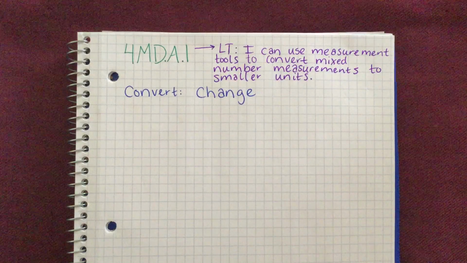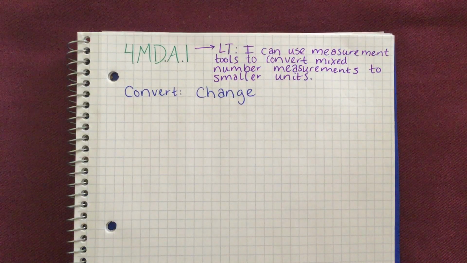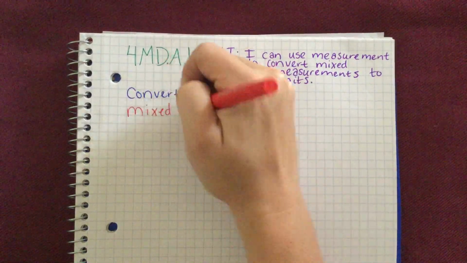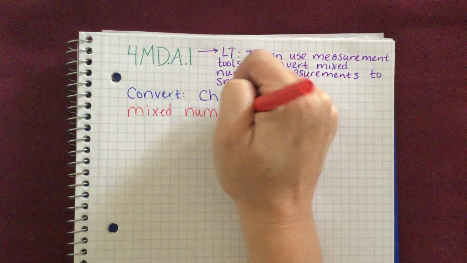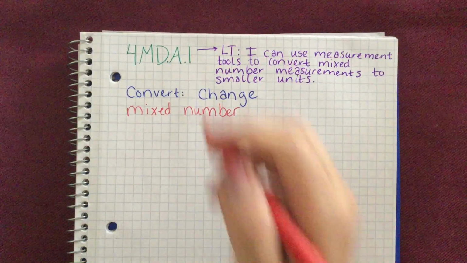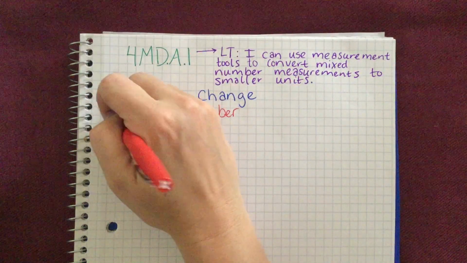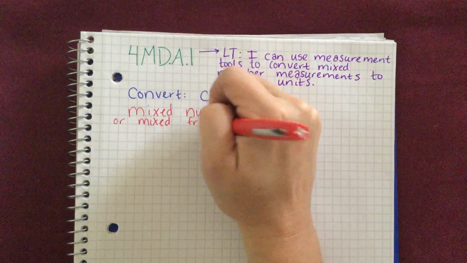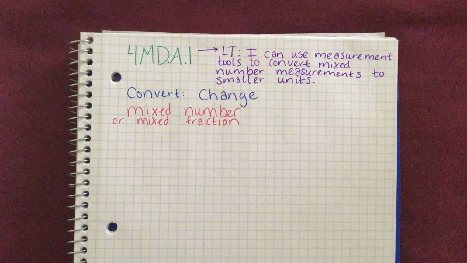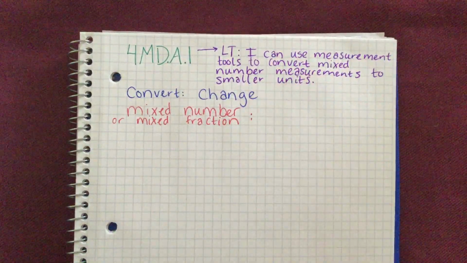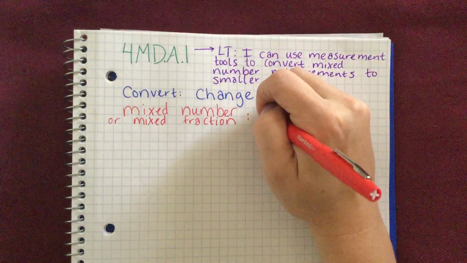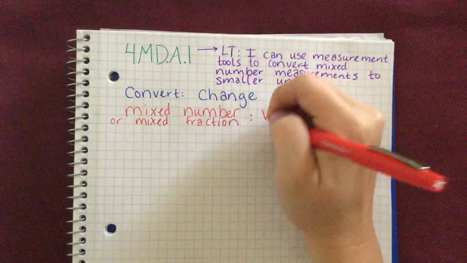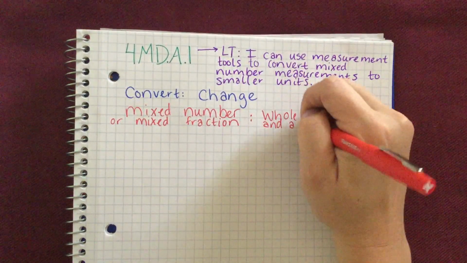Okay, so the next vocabulary word that we're going to explore, again, this is a review for us, is a mixed number. A mixed number is sometimes called a mixed fraction. You can hear them used either way, they mean the same thing. A mixed number or a mixed fraction is a whole number and a fraction.